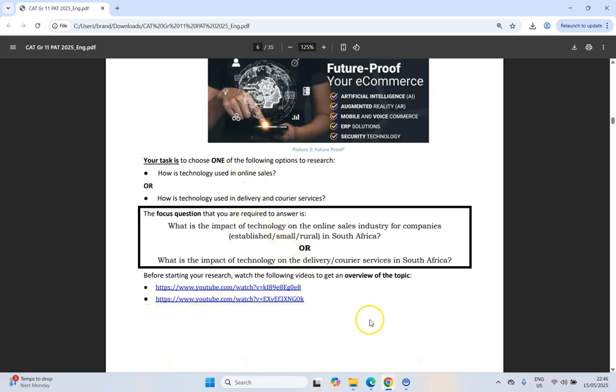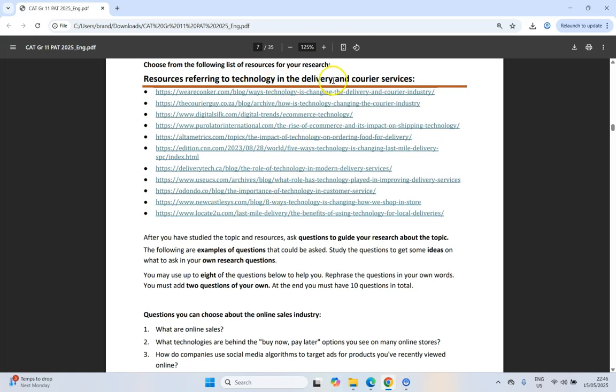And they give you some videos that you can watch to understand the topic as well. The more you understand the topic, maybe watching both videos, then you can get a better idea of which of those two options you want to focus on. Do a little bit of research, find out about the two topics, and then pick the one that you think is grabbing your attention. So they give you a whole bunch of resources that you can research, a whole bunch of websites. So these relate to the delivery and courier services.